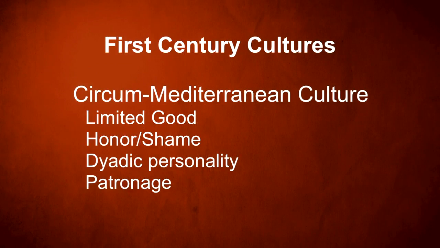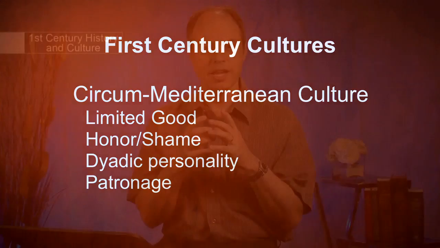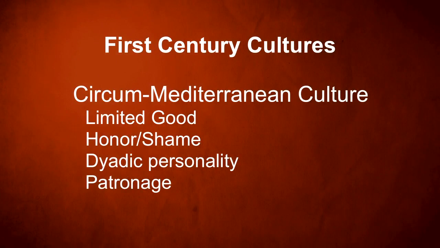First of all is limited good. Limited good means that everything that's good in life comes in only limited quantities. So people were constantly vying for their fair share of what was good. The thing that was considered of highest good is honor. So we have honor-shame cultures in the Circum-Mediterranean region as well, always striving to get honor for oneself and not lose honor to others.